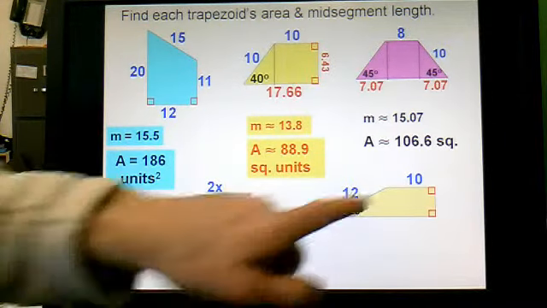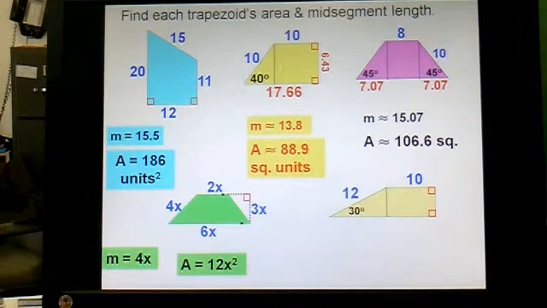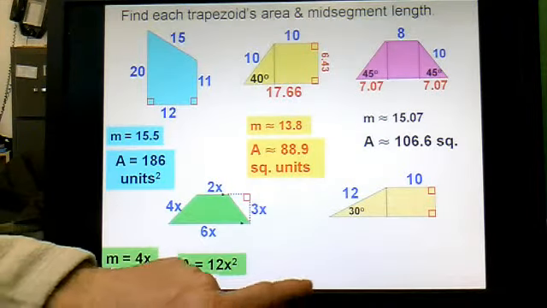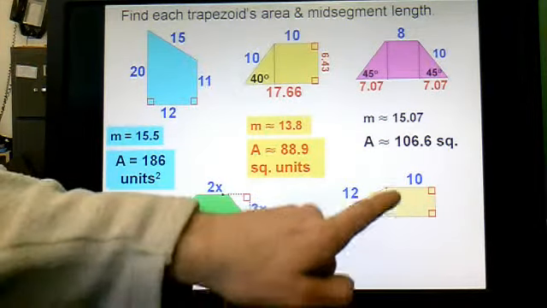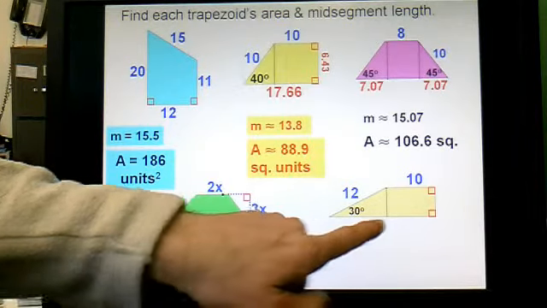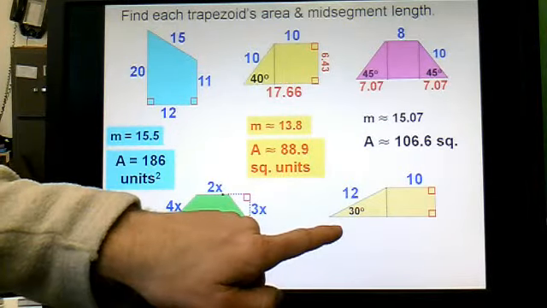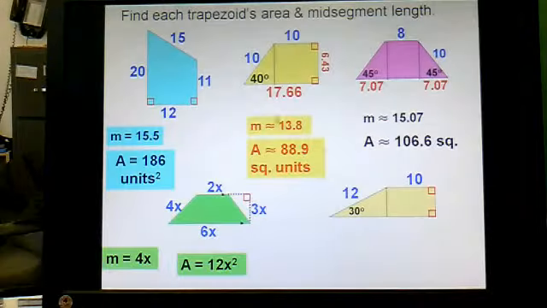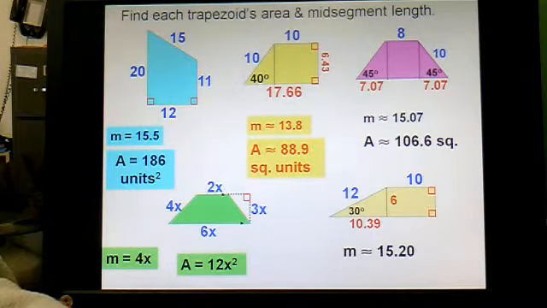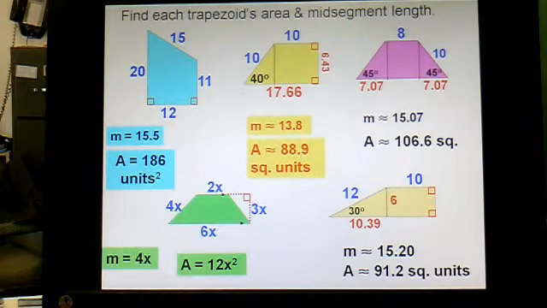The last one on there, if you draw an altitude, that's pretty quick because you create a 30, 60, 90. If that's 12, that's half of it. That's 6. This would be 6 rad 3. 6 rad 3 plus 10 gives you the entire base. And I think you end up with 15.2 for the entire mid-segment and 91.2 for the total area on that.